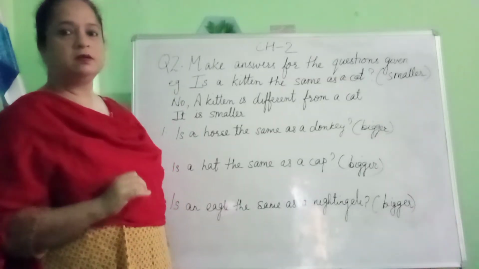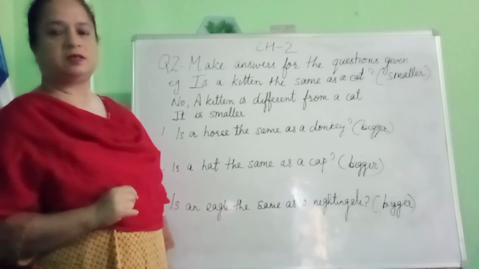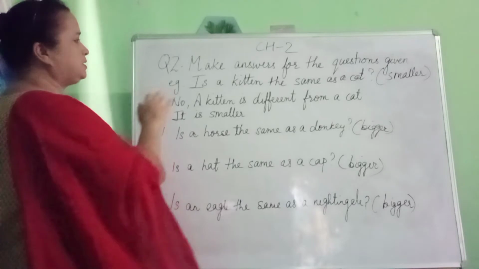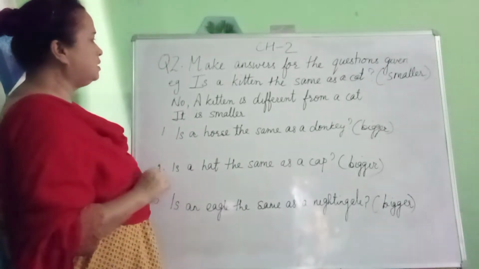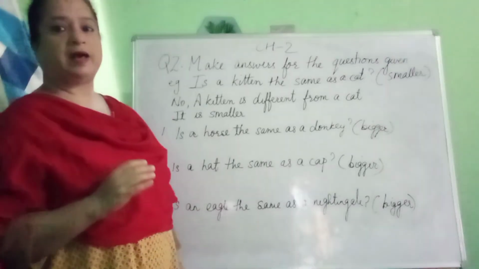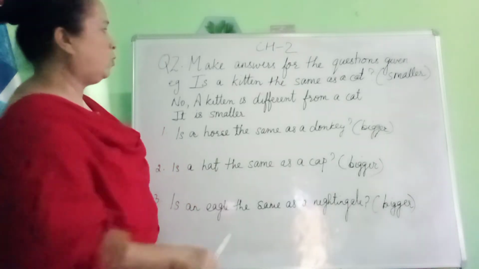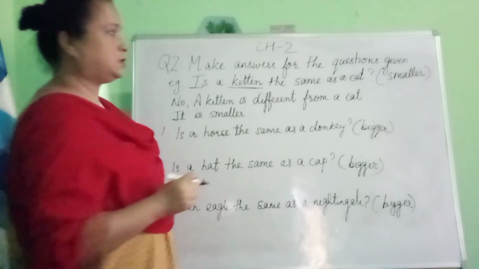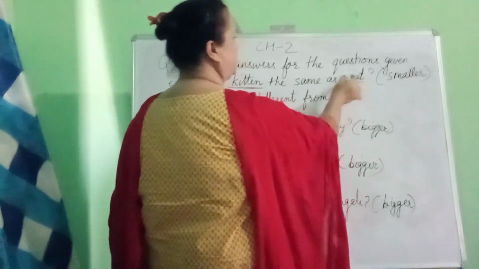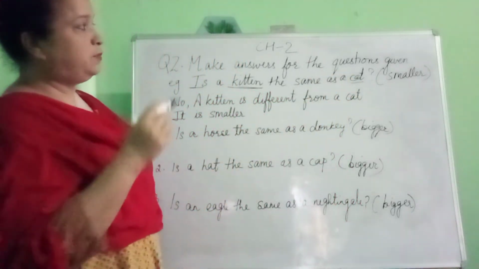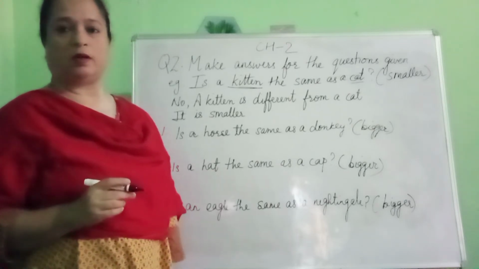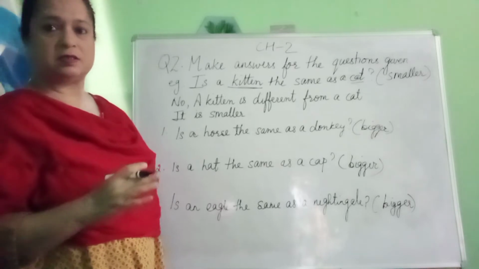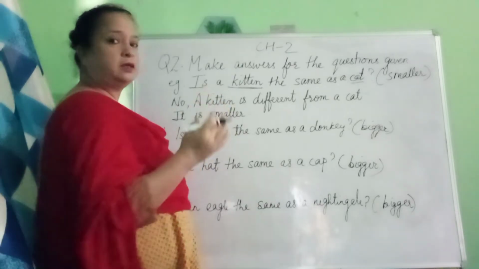So now children, let us have a look at some of the questions that I have written and how we are going to answer them. The example that I have given you over here is: is a kitten the same as a cat? So we all know what a kitten is. It is the young of a cat and we know what a cat looks like. In the bracket I have got the word smaller. The word smaller compares the cat and the kitten.